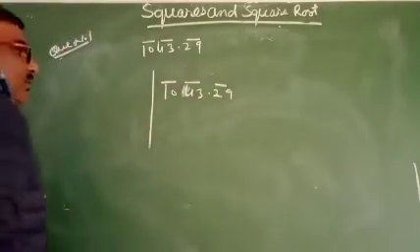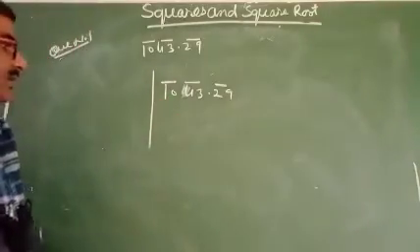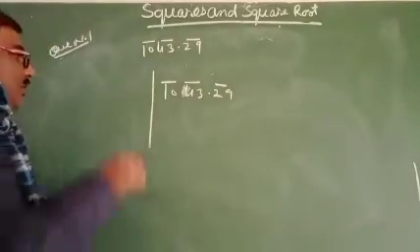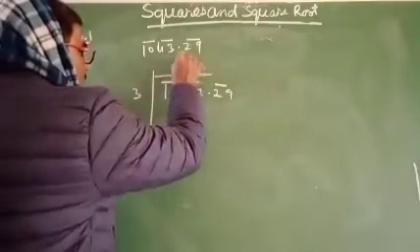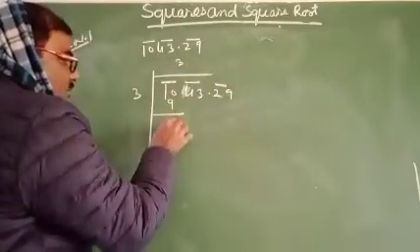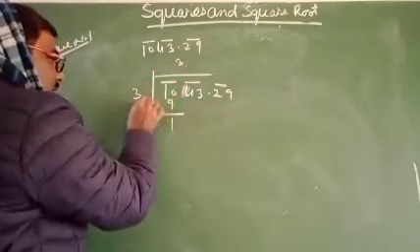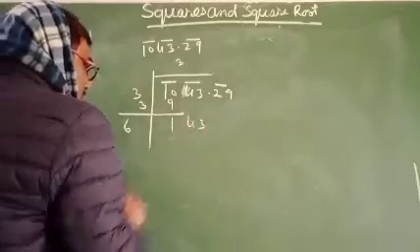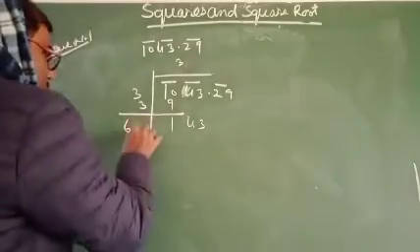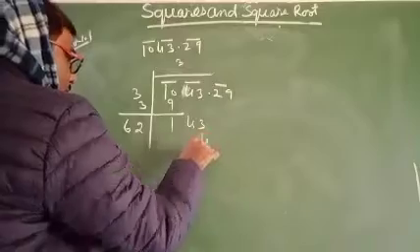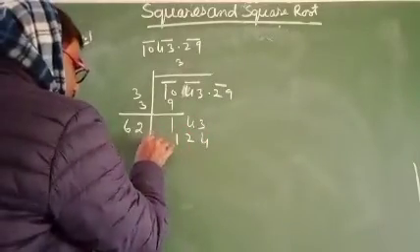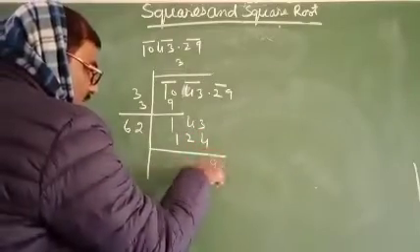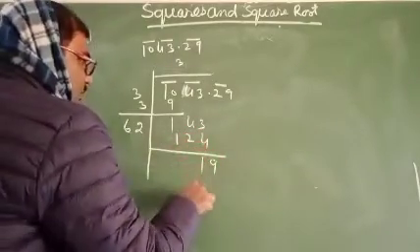I see that 10 here is 10, therefore it will be 3 3s are 9. 10 minus 9 will be 1. Here I will write 3 plus 3, it will be 6. I will bring down 43. Here will be 2, 2 6s are 12, 2 2s are 4. 43 minus 4 will be 9 and 3 minus 2 will be 1.